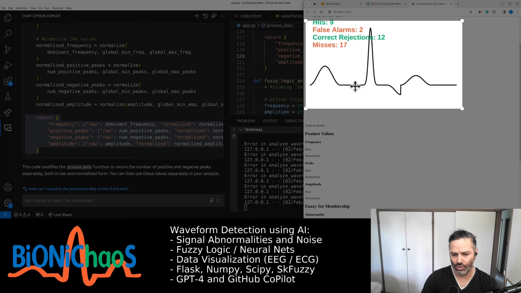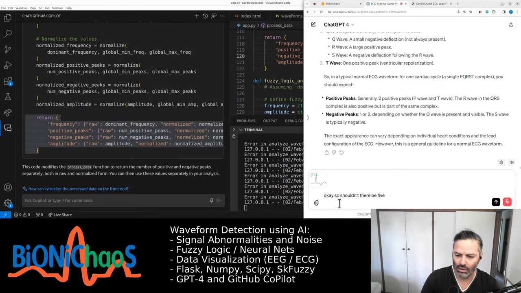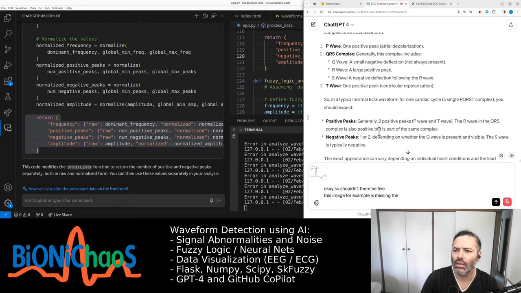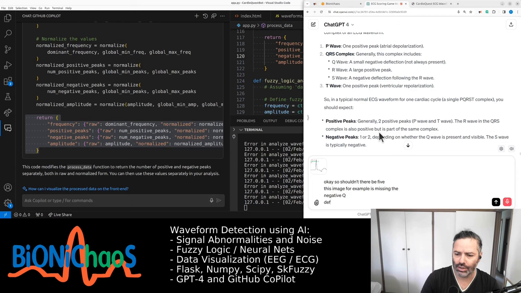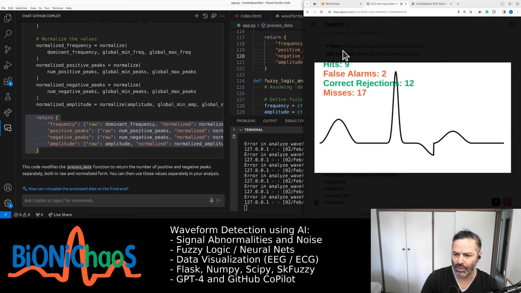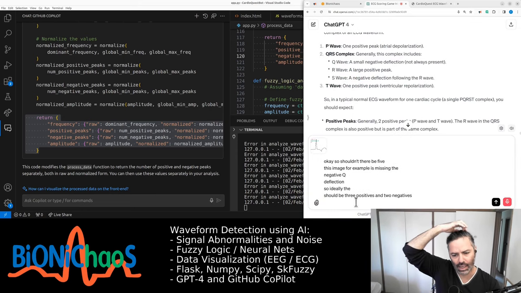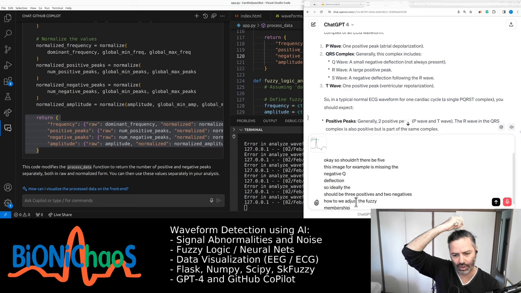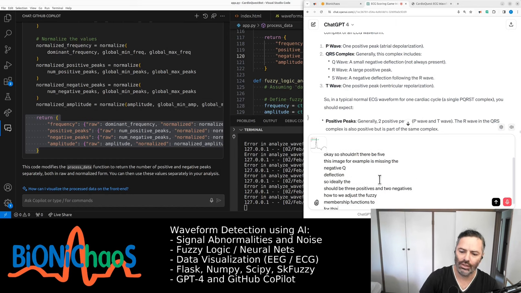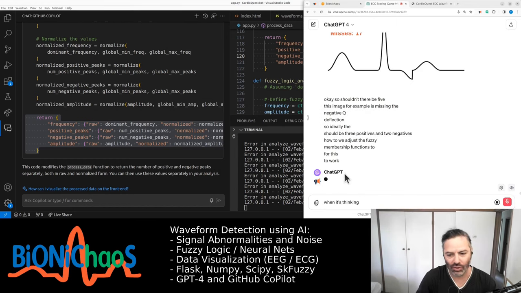There should be 2 negatives and 3 positives. That would be like a textbook. This is not a textbook PQRST complex. This image, for example, is missing the negative Q deflection. So ideally, there should be 3 positives and 2 negatives. How do we adjust the fuzzy membership functions for this to work? When it's thinking for long like this, it's not a good sign.